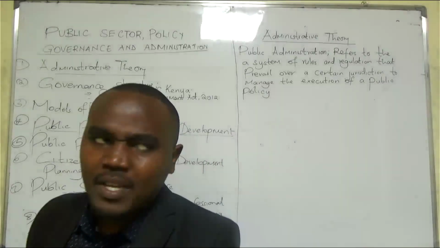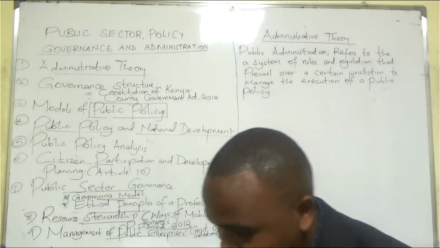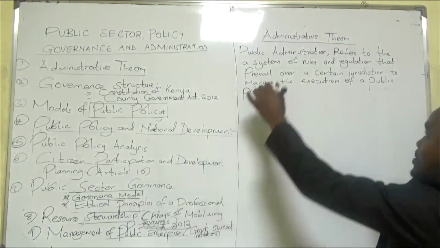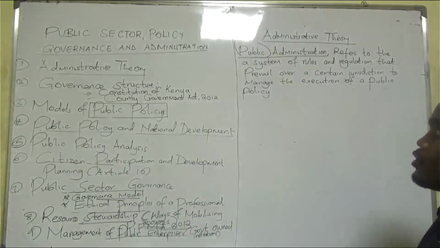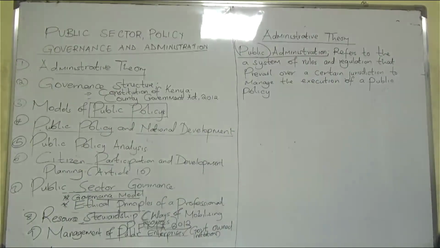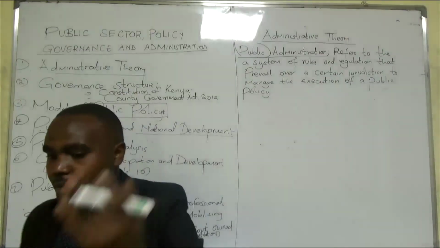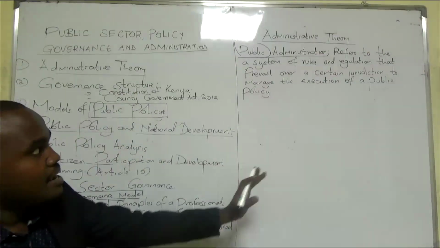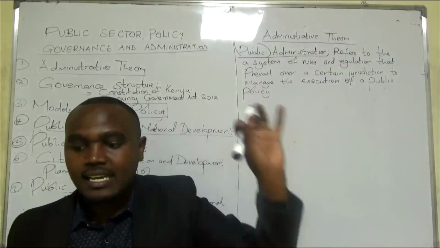Is that the only meaning that you can give? No, that is not the only meaning. The most important thing that you need to understand when you see the word public administration: what is administration? A system. When you see the word administration, it is basically a system of laws and regulations. But when we talk of public, we are dealing with matters concerning the society.